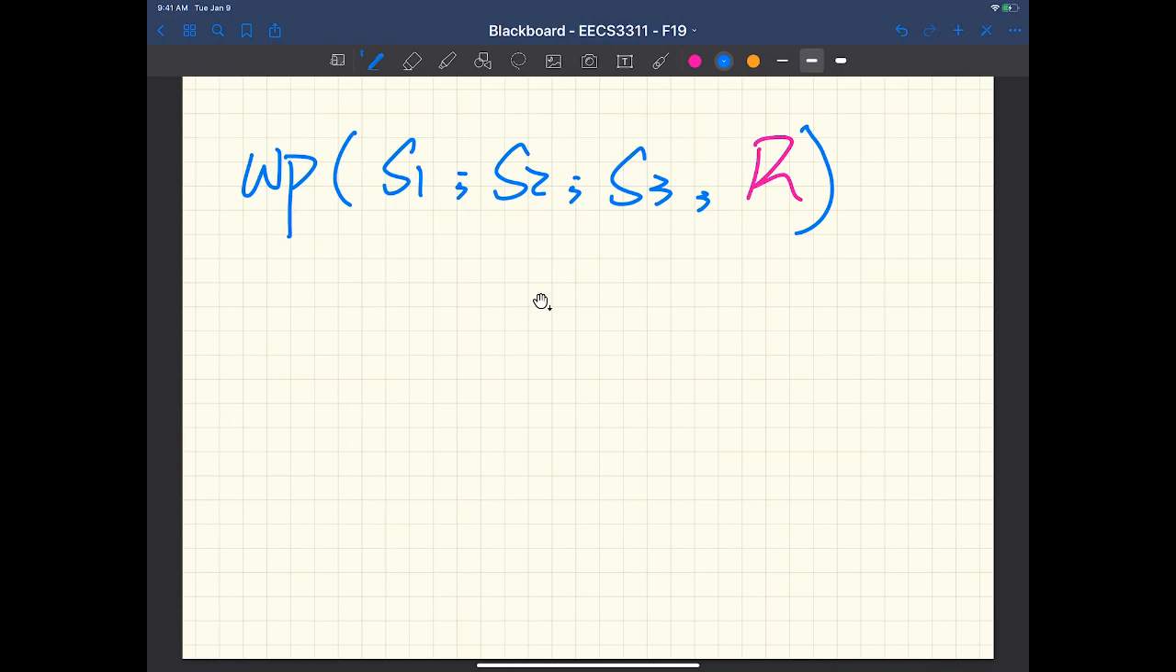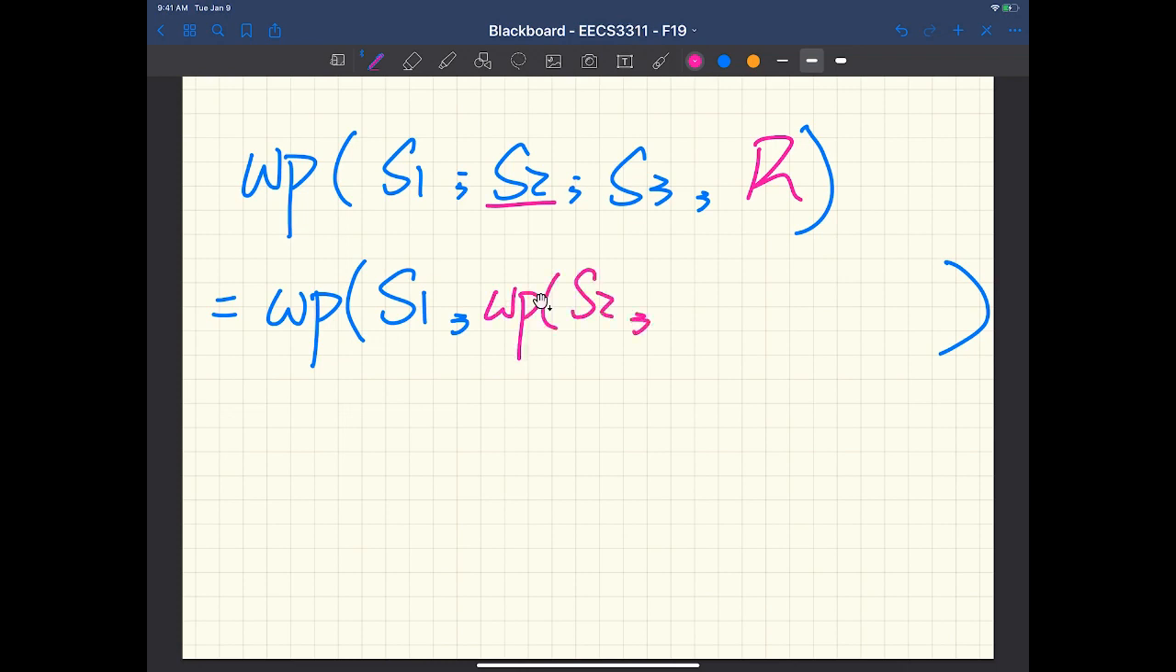Think about this. I'll just mention it verbally quickly. Upon termination of S1, it must be good enough for S2 to start. Upon termination of S2, it should be good enough for S3 to start, eventually to establish R, informally. Okay? How do we write it? It will be exactly equal to the following. The WP for S1 to establish something over here. That thing over there should be good enough for S2, good enough for S2 to establish something.